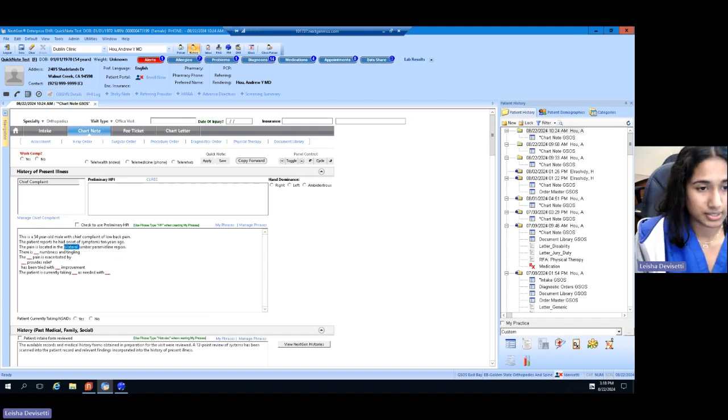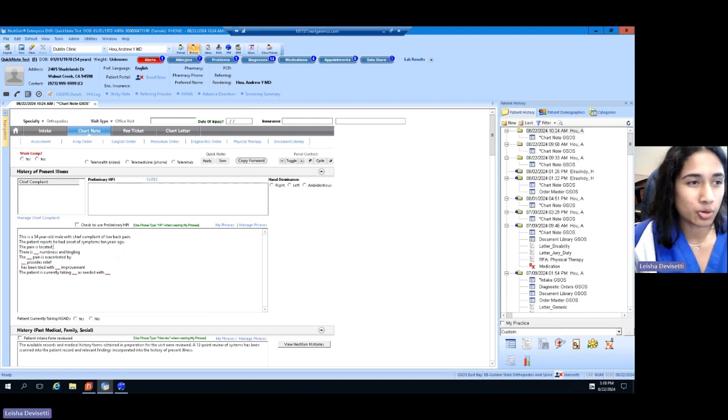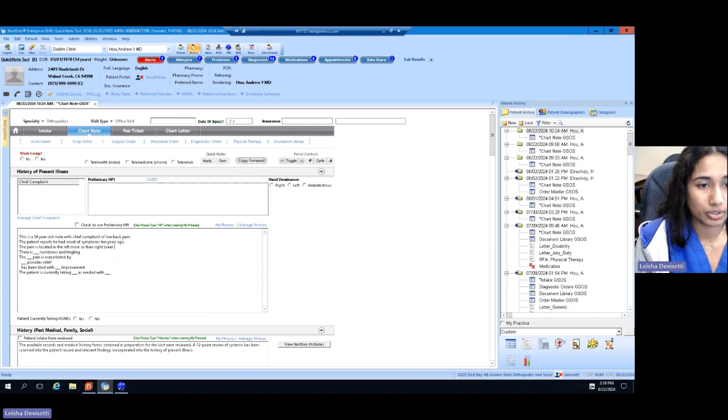And then you can also say the side. And then if it's more on one side than the other, then I would just say left more so than right, for example.